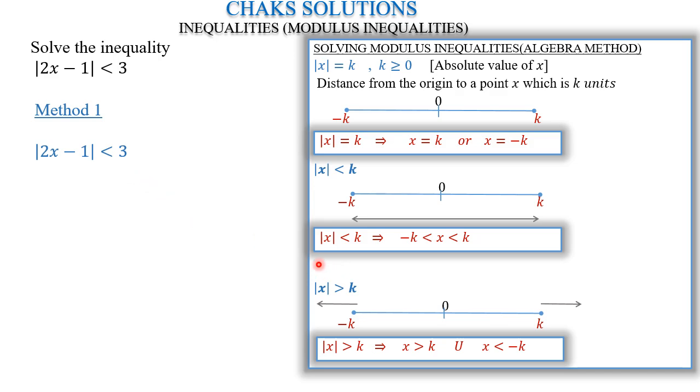We are just interested in this result: modulus of x less than k is minus k less than x less than k. But in this case, we are replacing x with our function 2x minus 1. So this is now minus 3 less than 2x minus 1 less than 3.